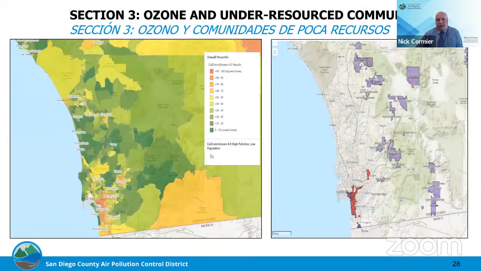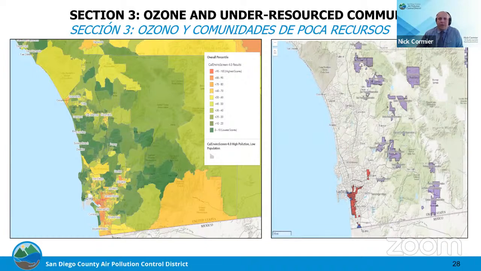Air pollution health effects are more prevalent in our region's under-resourced communities. These areas, which have been disproportionately impacted by air pollution for decades, require steadfast action and resources to improve existing conditions and improve daily life. Such areas in San Diego County are shown by the maps on this slide.